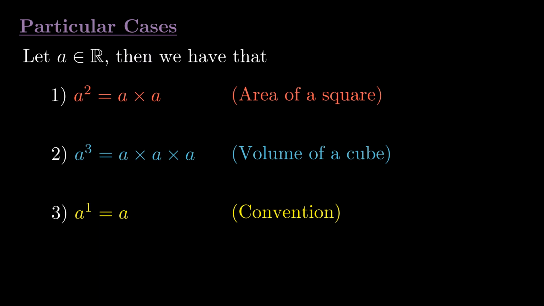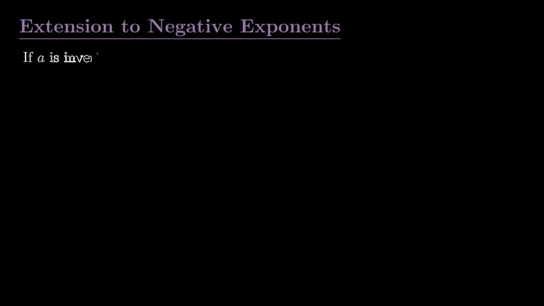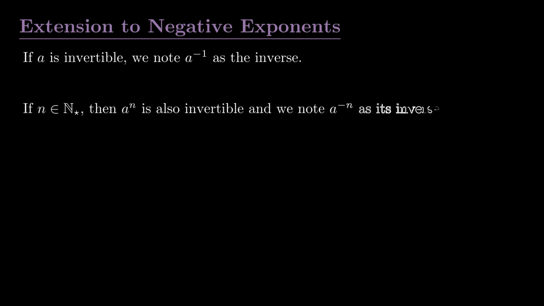And then here maybe you saw that A to the A, which is also written as A to the power of 1. And then finally, A to the power of 0 is equal to 1 if A is invertible. In some cases, you might see some negative exponent. So if A is invertible, we note A to the minus 1 as the inverse.